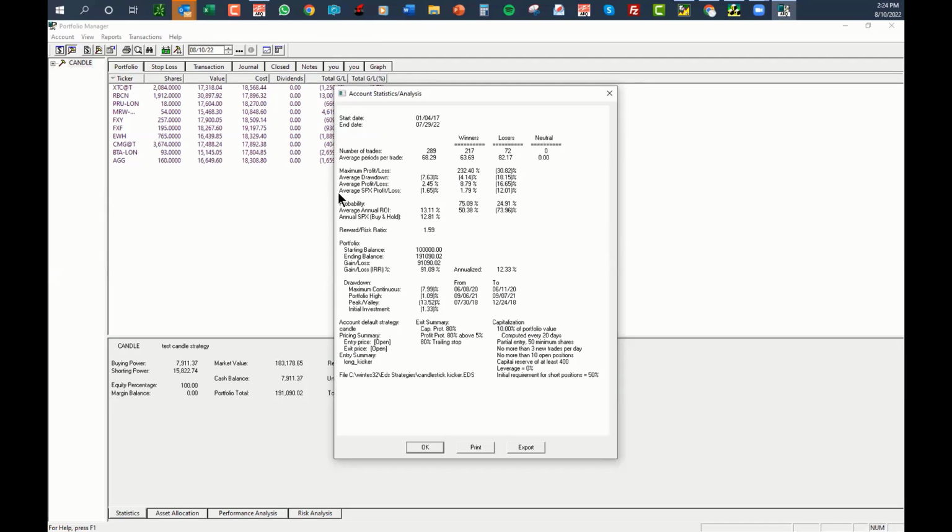The other thing here is what's the average profit and loss? 2.45% on the positions that it traded. The average profit and loss on the S&P at that same period, so for every one of those trades, if you bought the S&P or say the SPDR as a surrogate, you'd have lost money.